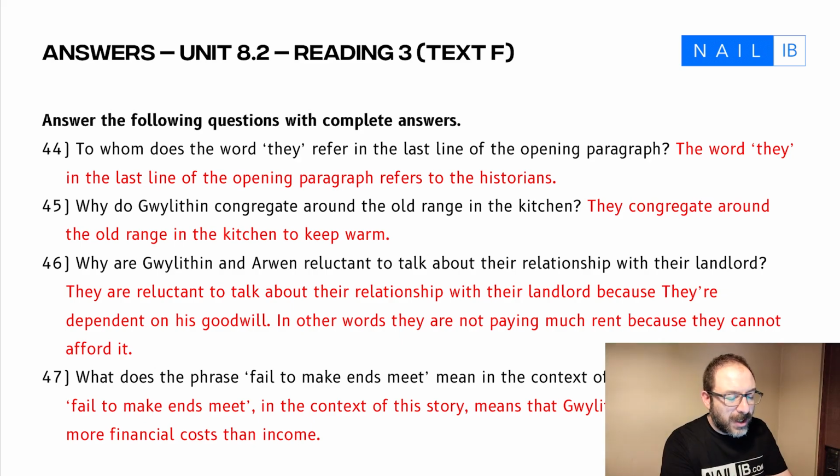That's it. Why are Guillotin and Arwen reluctant to talk about their relationship with the landlord? In the text you read, they are reluctant to talk about their relationship with the landlord because they are dependent on his goodwill. It means that they are not paying that much rent because they can't afford it. So the landlord is being kind to them. They cannot say this and they cannot tell it to others because it causes problems. So you can explain it in your own words, but in a complete way, not this long.